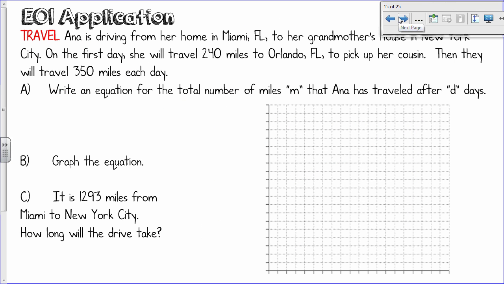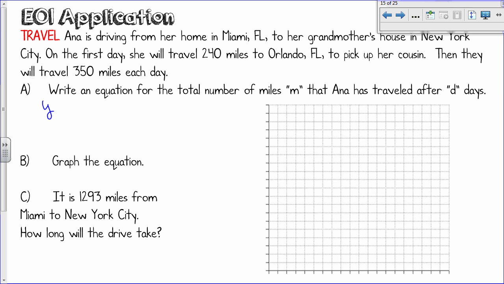Okay, Anna is driving from her home in Miami, Florida, to her grandmother's house in New York City. On the first day, she will travel 240 miles to Orlando, Florida to pick up her cousin. Then they will travel 350 miles each day. Write an equation for the total number of miles M that Anna has traveled after D days. So what goes in front? Y, or in our case, what? M.